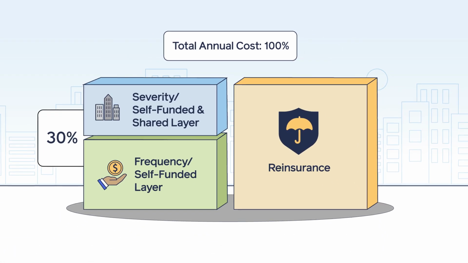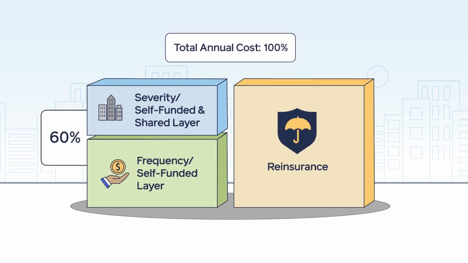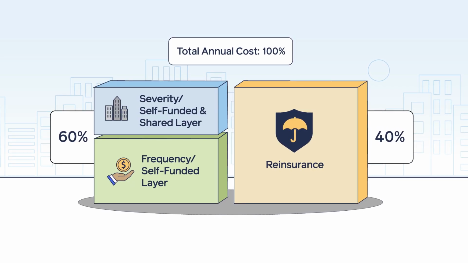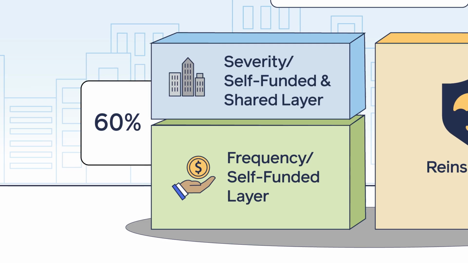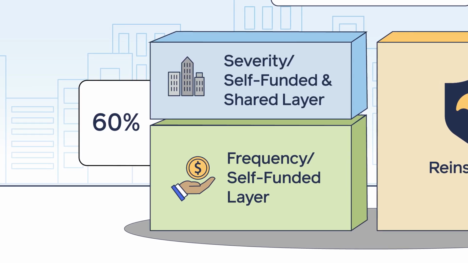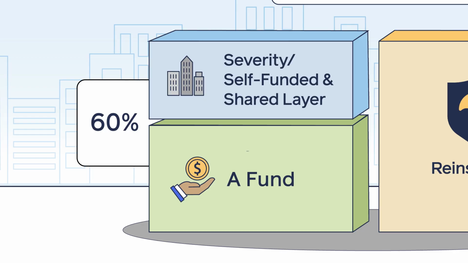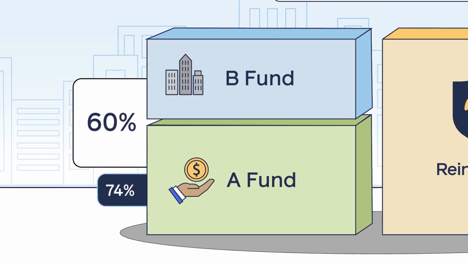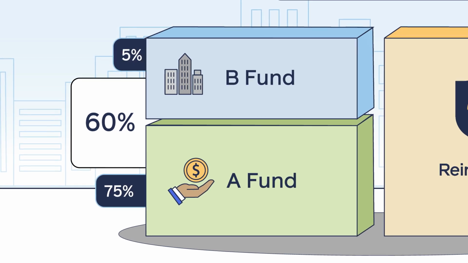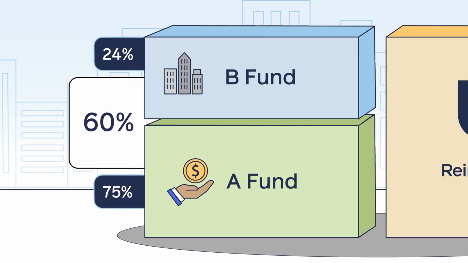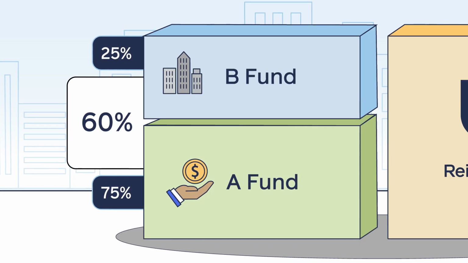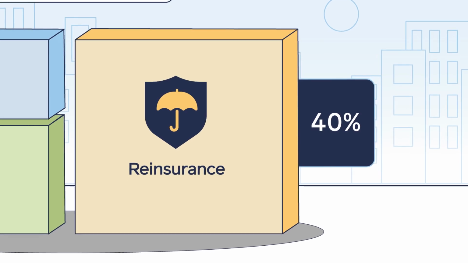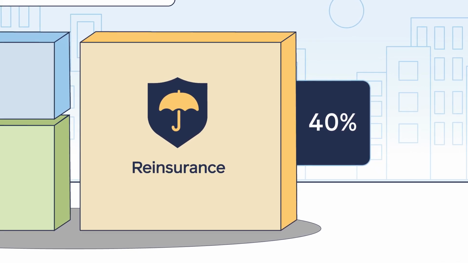First, the self-funded and shared layers make up about 60% of your total annual cost. The remaining 40% of your total annual cost goes to your reinsurance layer. You and your captive members will fund the 60% portion for your self-funded and shared layers. These are often referred to as an A fund and B fund, respectively. Typically, of this 60% portion, 75% will go to your self-funded layer, or A fund, and the remaining 25% will go to your shared layer, or B fund. Now, the remaining 40% of your total annual cost will be paid by you and your captive members as an insurance premium for your reinsurance layer.